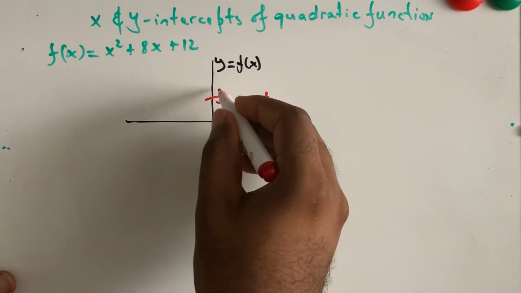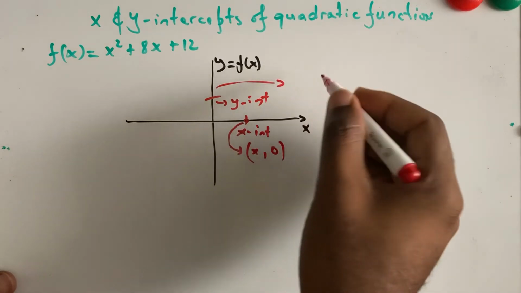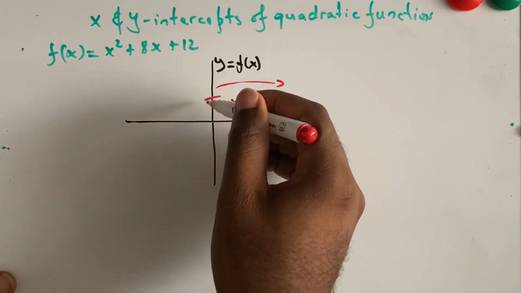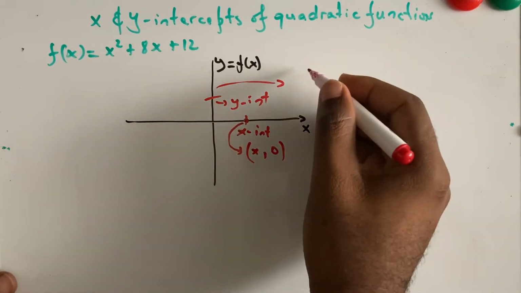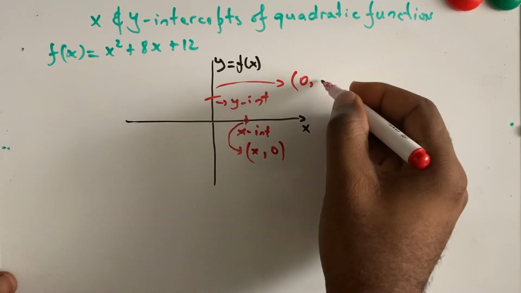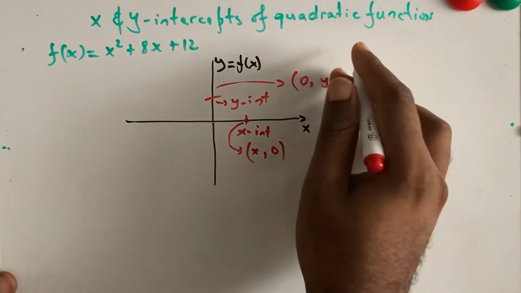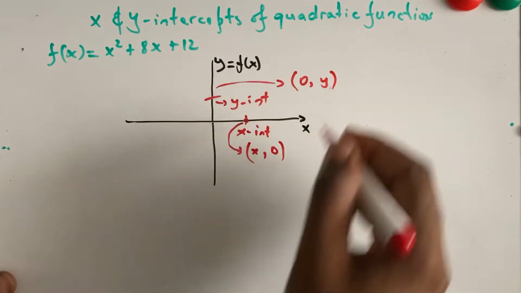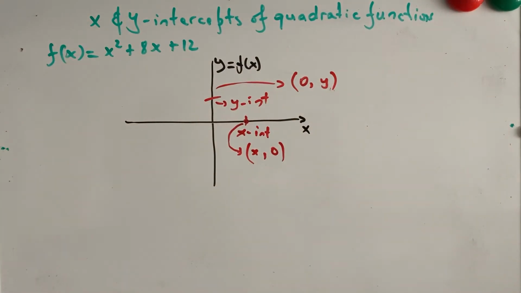Same thing for the y-intercept, okay? For the y-intercept, the point will be on the y-axis, and therefore the x value will be 0. So x value 0, and for the y-intercept, any value for y. But the x value in this case will be 0, okay? So keep that in mind. Very important for you to be able to solve such problems.